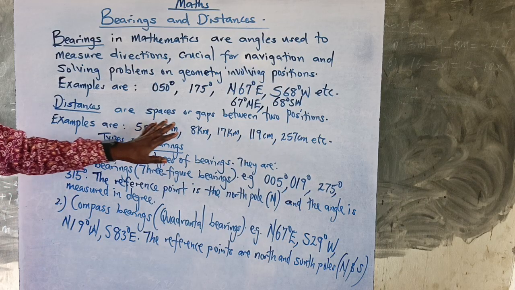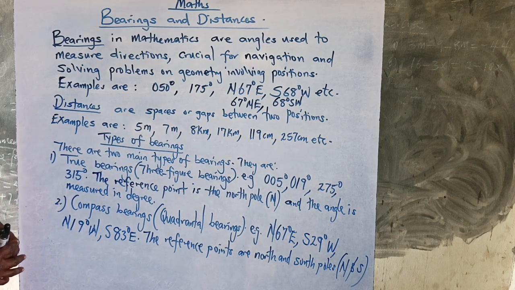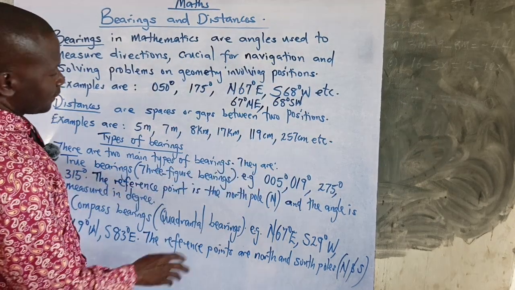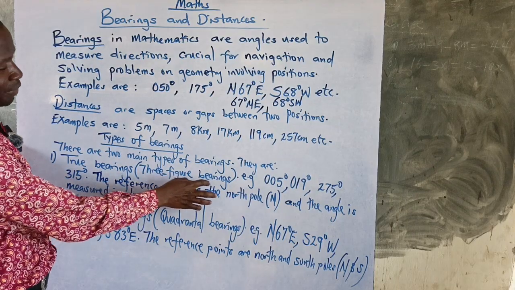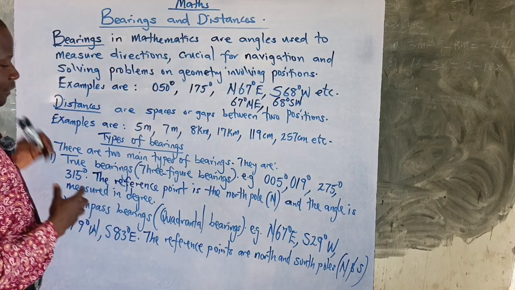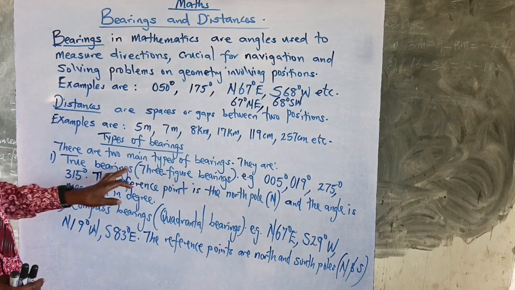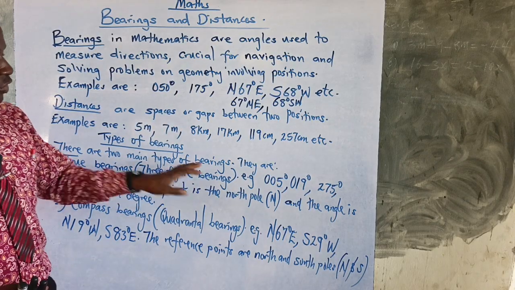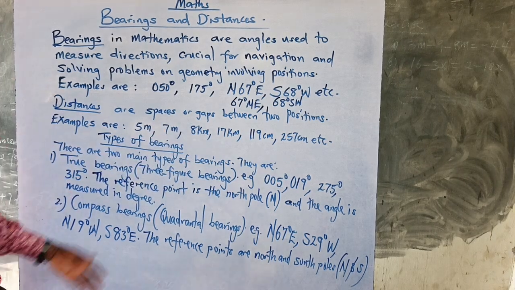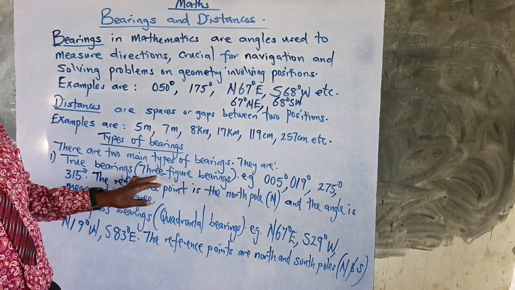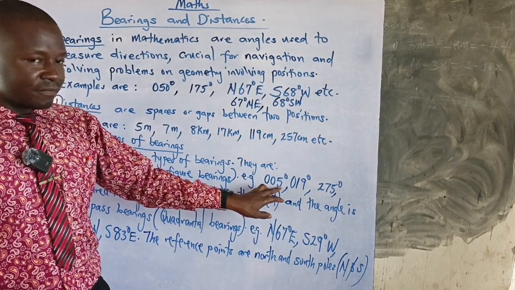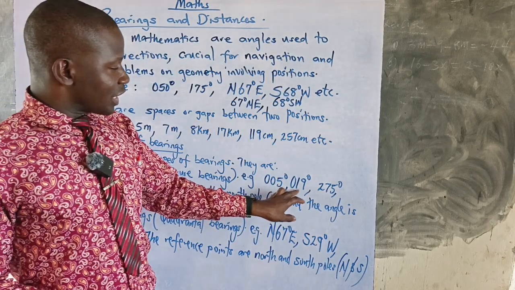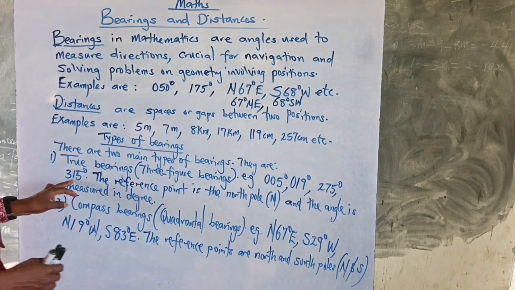Now, distances are spaces or gaps between two positions. The types of bearings that we have, there are two main types of bearings. Number one, we have true bearings, or we call it three-figure bearings, or it can be called 3-digit bearing. So as the name implies, 3-figure. Here we have 0, 0, 5, then we have 5 degrees. So this is 19 degrees, 275 degrees, 315 degrees.